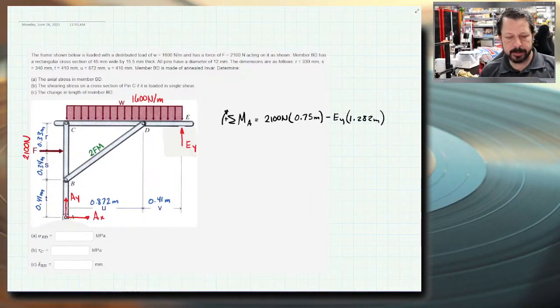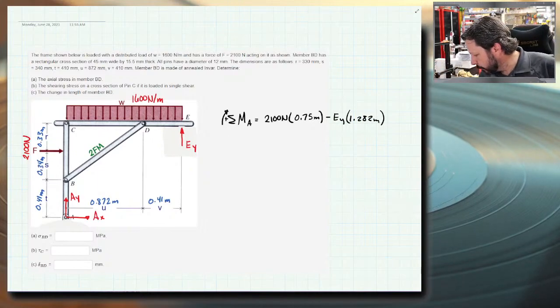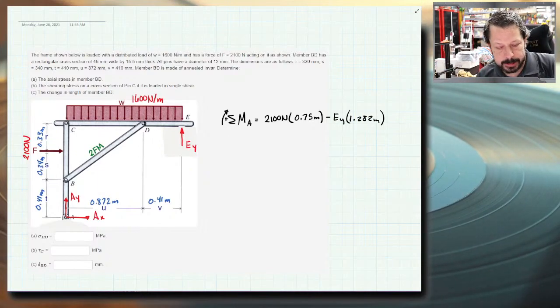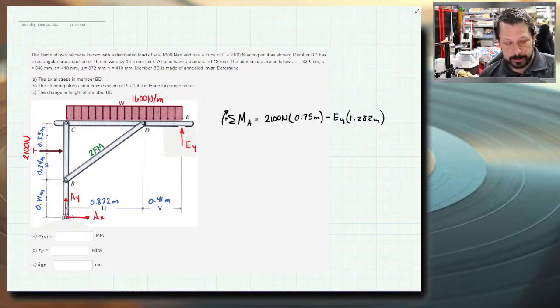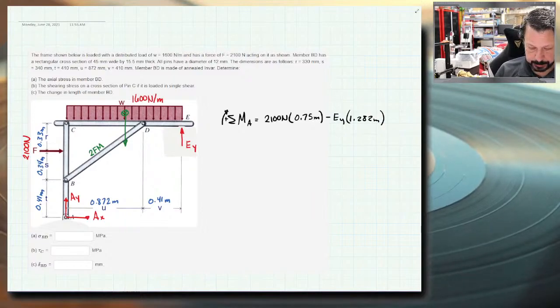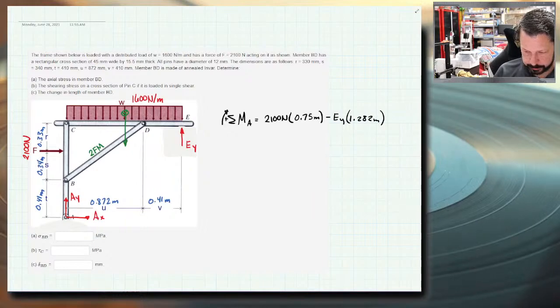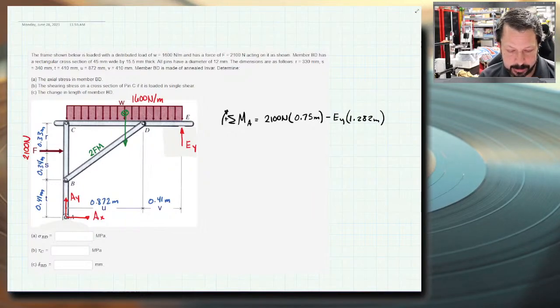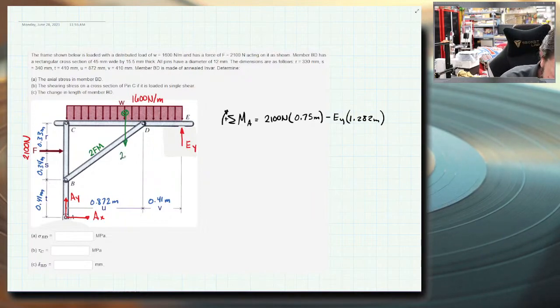And then I've got the distributed load across the top. When you're doing moment equations for distributed load, or even summation of force equations, it's usually best to lump that load into a single point load. The value for this point load would be 1600 newtons per meter times 1.282 meters, which gives me the lumped or concentrated value of the distributed load. So 2051.2 newtons.